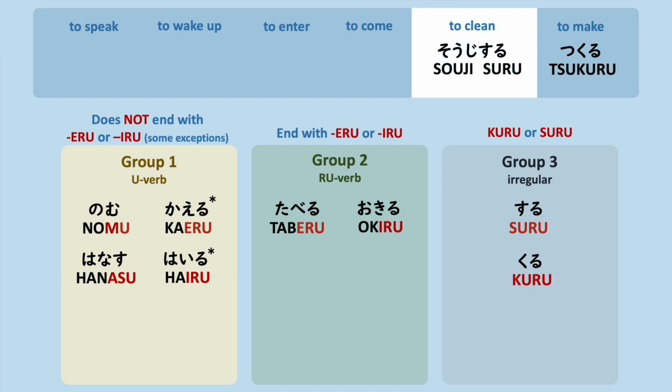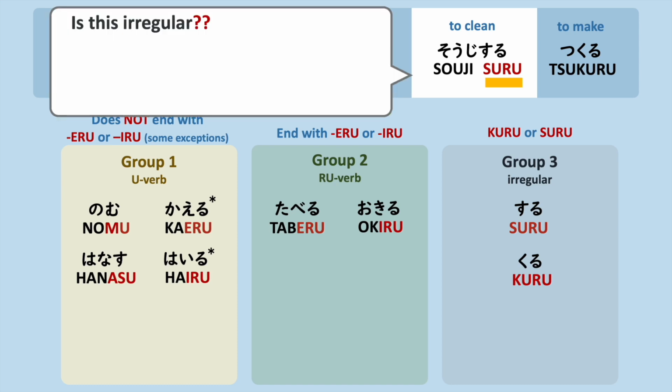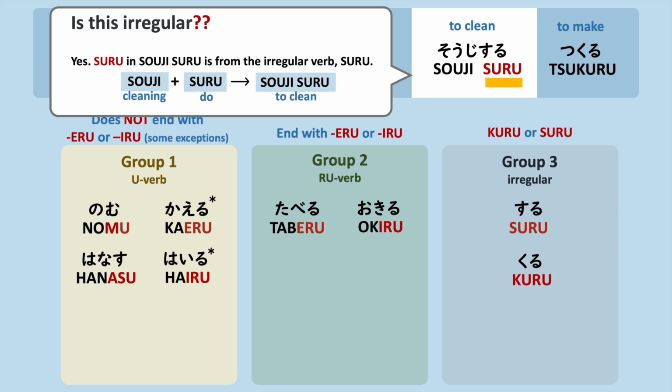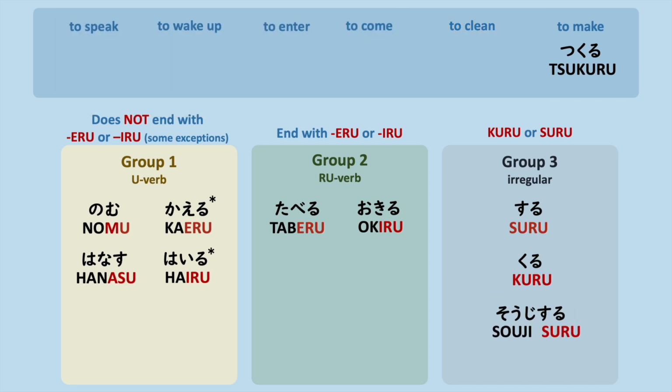How about 掃除する, to clean? 掃除する has the する ending, so is this irregular? The answer is yes. The する in 掃除する is from the irregular verb する, and it's the variation of する verb. So 掃除する is irregular verb, group 3.